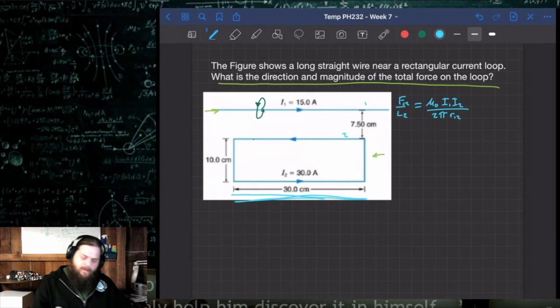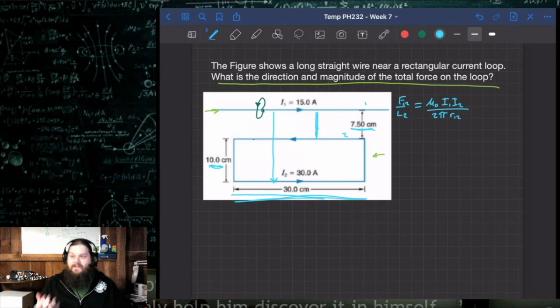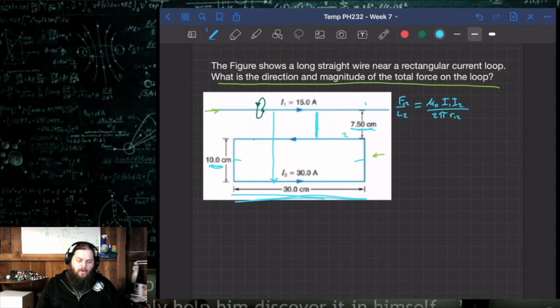And for every segment of this wire, it's going to feel a slightly different force, right? Because the distance here is 7.5 centimeters. But the distance to this back wire here is going to be an additional 10 centimeters, so it'll be 17.5 centimeters. And then looking at these two segments here and here, those two are going to basically cancel each other out.